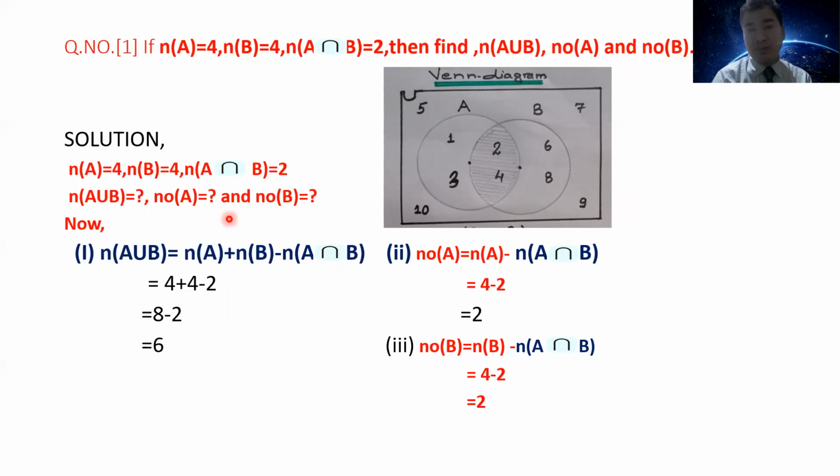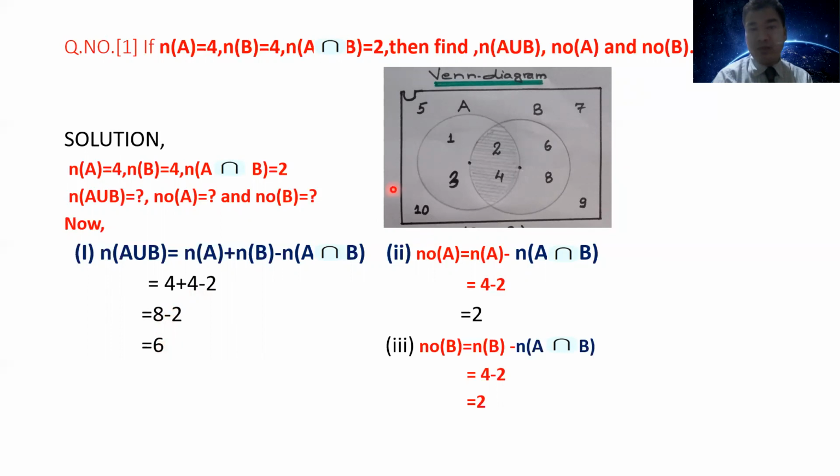How to find out? Look, first of all write down the given values, and these are what we have to find. Now, as I told you, this is the formula: n(A union B) equals n(A) plus n(B) minus n(A intersection B). That is 4 plus 4 minus 2, which is 8 minus 2, that is 6. This is the value of n(A union B).